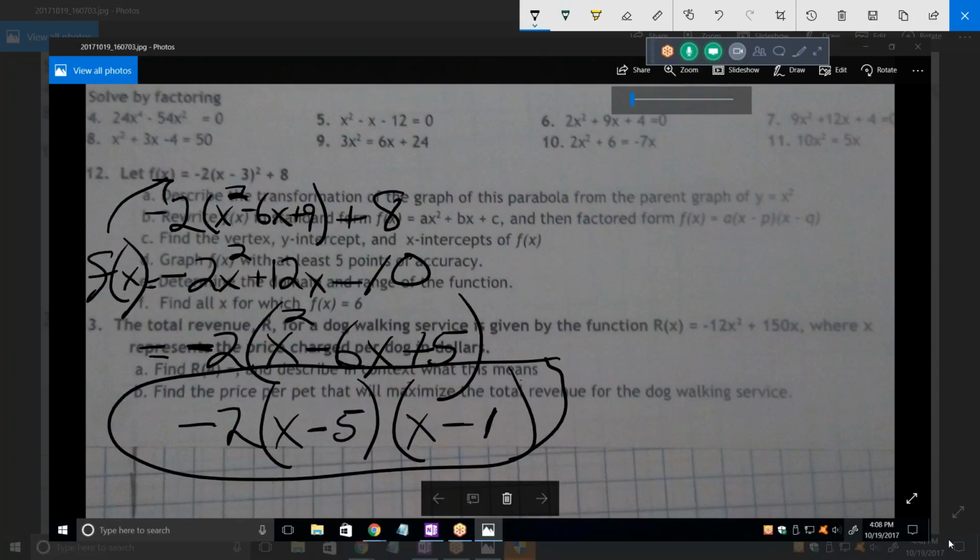And notice that that is now in that exact format. We've got a of minus 2. We've got one of the x-intercepts is at 5, and the other x-intercept is at 1, positive 1 and positive 5. So if I wanted to graph that, I would know that it goes through 1 and it goes through 5. Well, I know it's a parabola and I know it opens down, so it's got to look something like this.